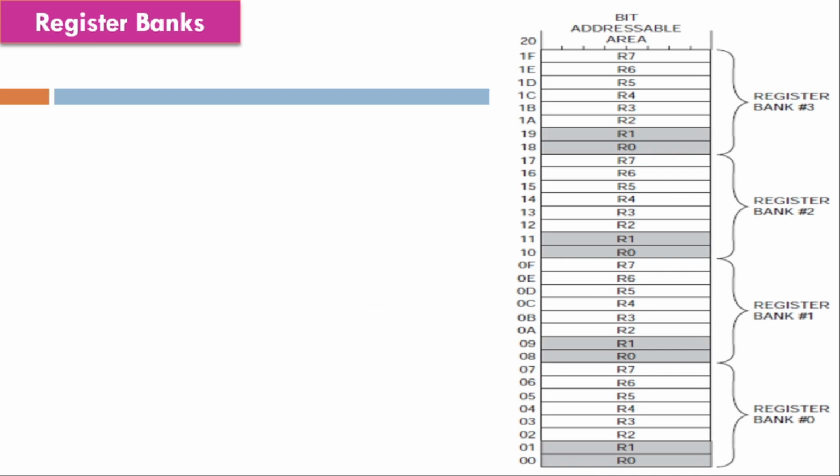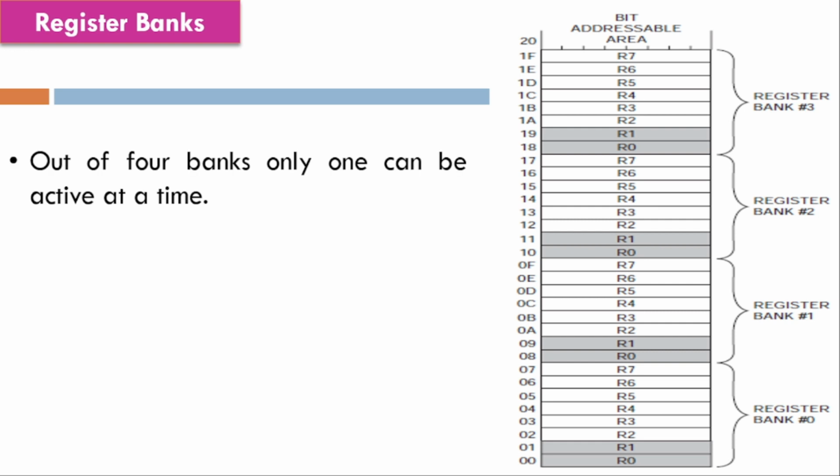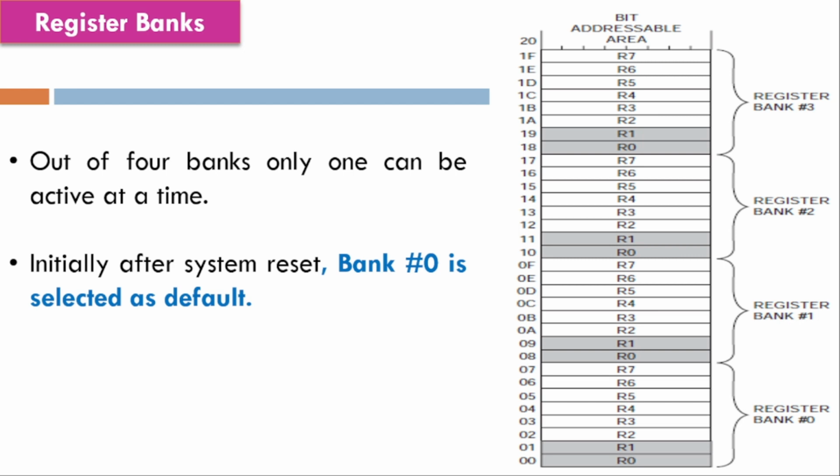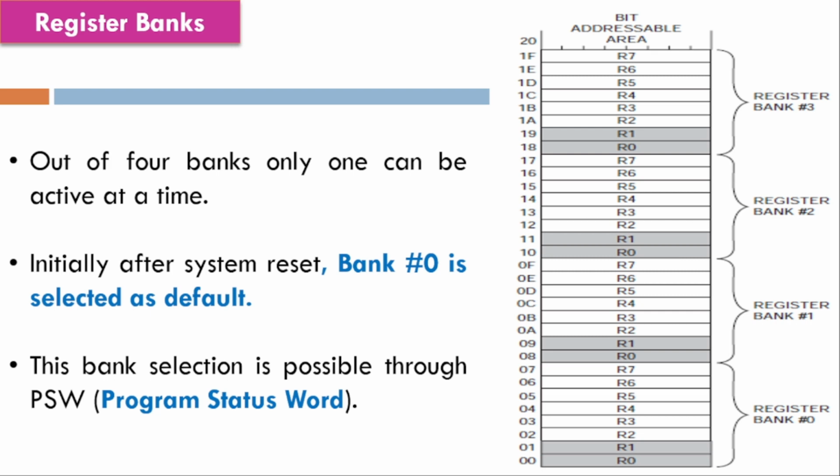Out of 4 banks, only 1 can be active at a time. Initially, after system reset, bank number 0 is selected as default. This bank selection is possible through PSW, Program Status Word.